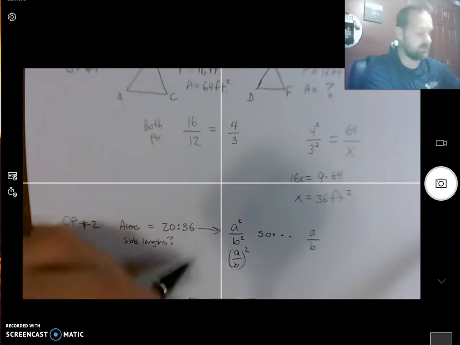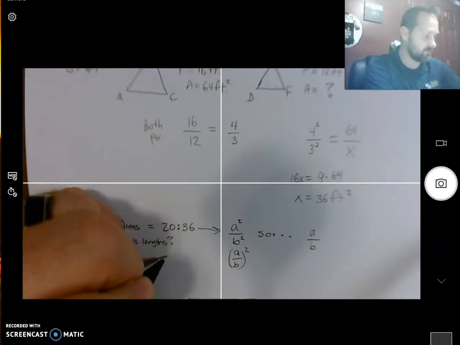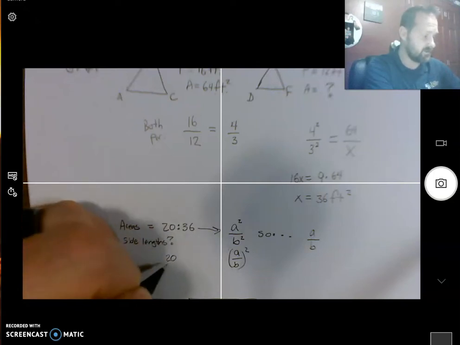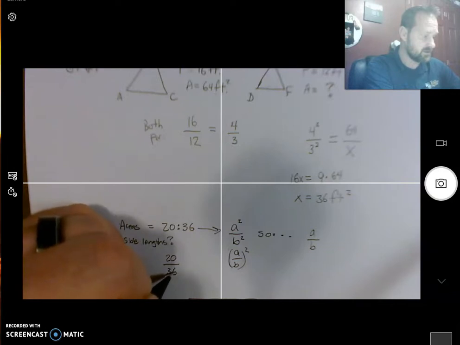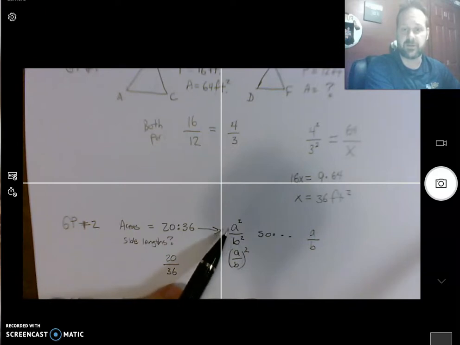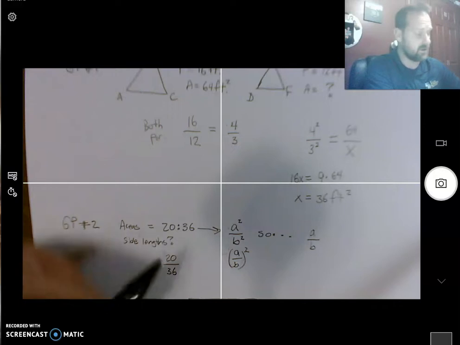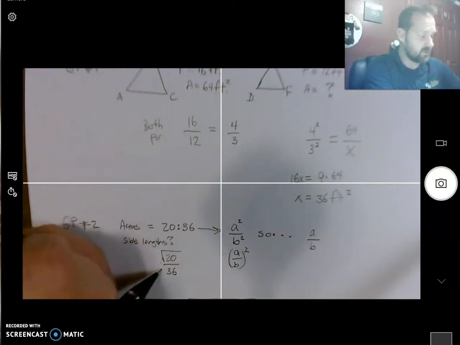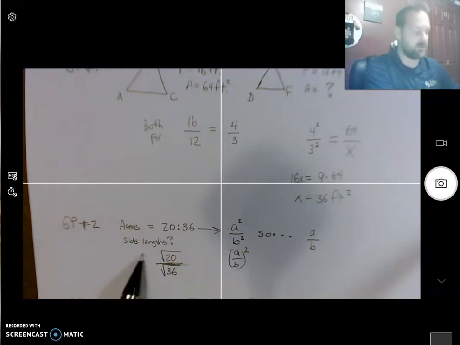So how does that work? Well, really all we're going to do is, we've got 20 over 36, and we need to get rid of this squared. How do we get rid of something squared? I'm going to go ahead and apply it on this one. How do we get rid of a square? Well, the opposite of a square is a square root. So I'm just going to take the square root of, let's see if you can see that, the big divide sign. Okay, so that one's easy.